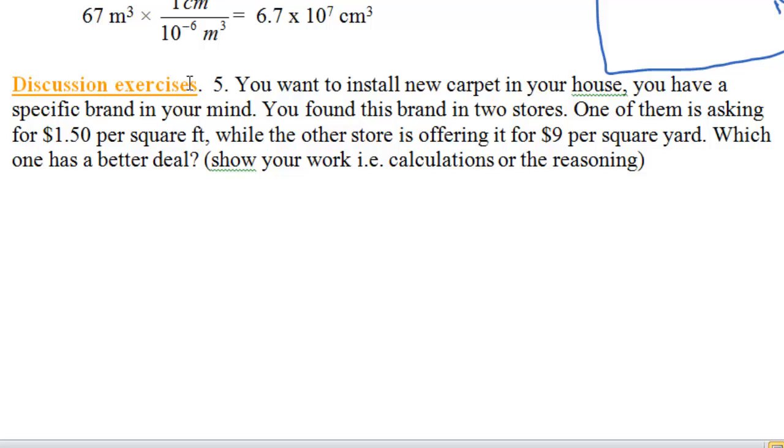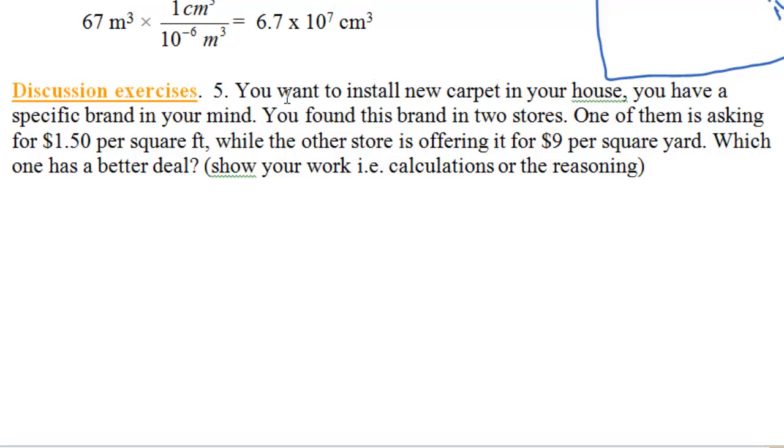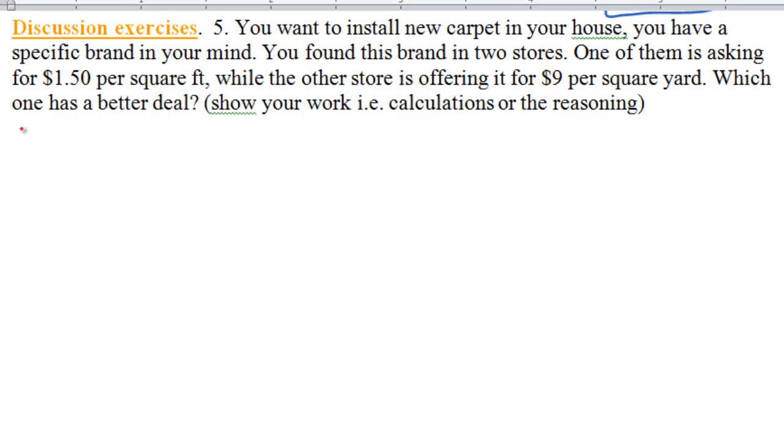Okay, now let's see an example of a similar problem. Question number 5 in the discussion exercises tells you that you want to install carpet in your house and you have a specific brand in mind. You found this brand in 2 stores, so you're trying to figure out which one is a better deal, $1.5 per square foot or $9 per square yard. So you're trying to decide which one is bigger.